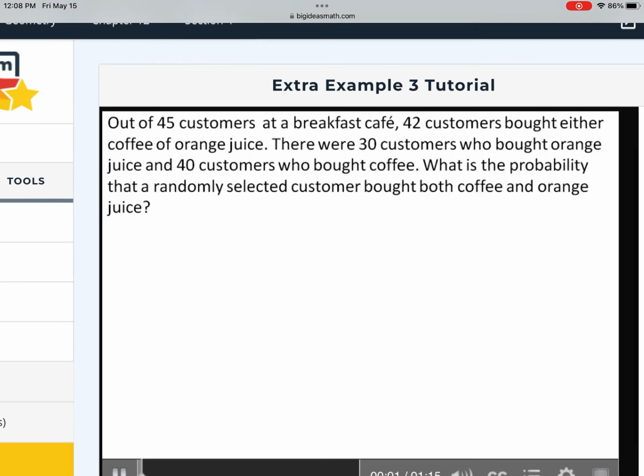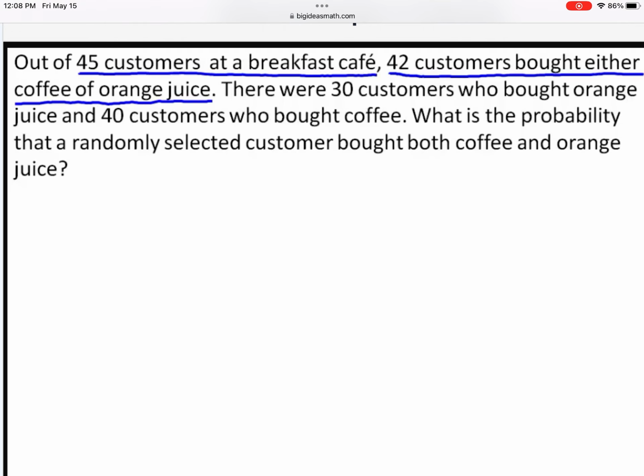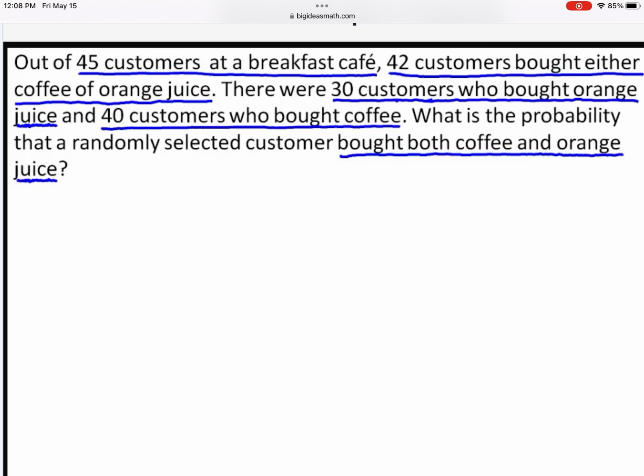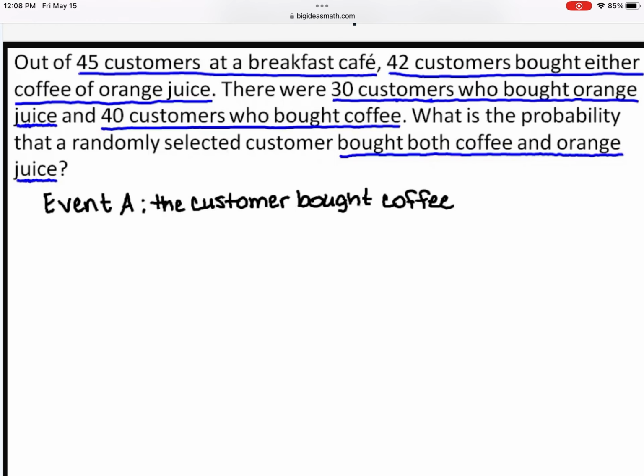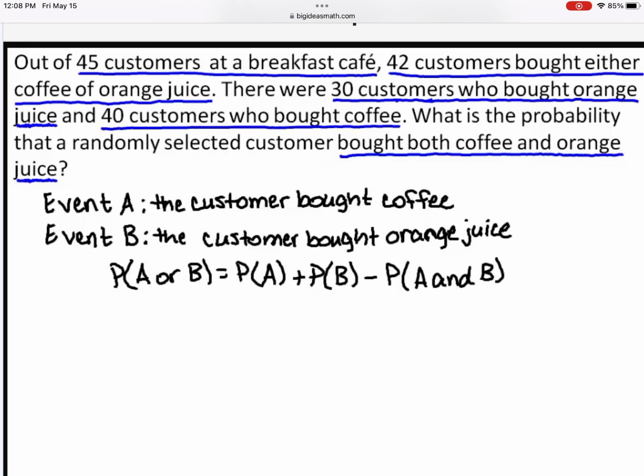Out of 45 customers at a breakfast cafe, 42 customers bought either coffee or orange juice. There were 30 customers who bought orange juice and 40 customers who bought coffee. What is the probability that a randomly selected customer bought both coffee and orange juice? Let event A be the customer bought coffee, and event B be the customer bought orange juice. The probability of event A occurring or event B occurring equals the probability of event A occurring plus the probability of event B occurring minus the probability of events A and B occurring.